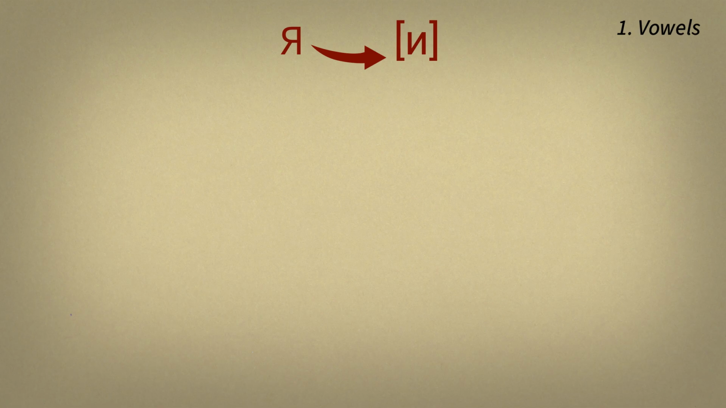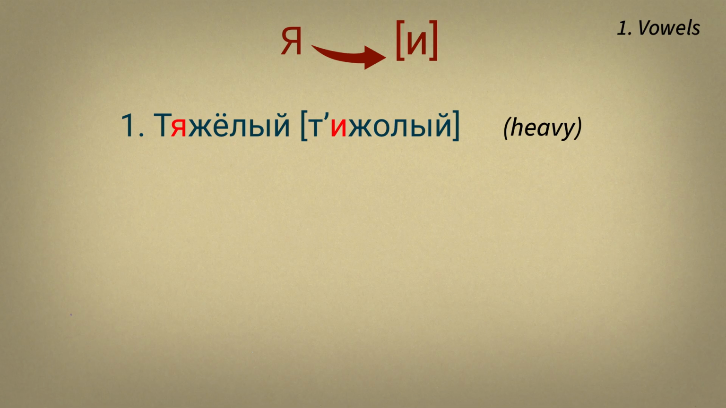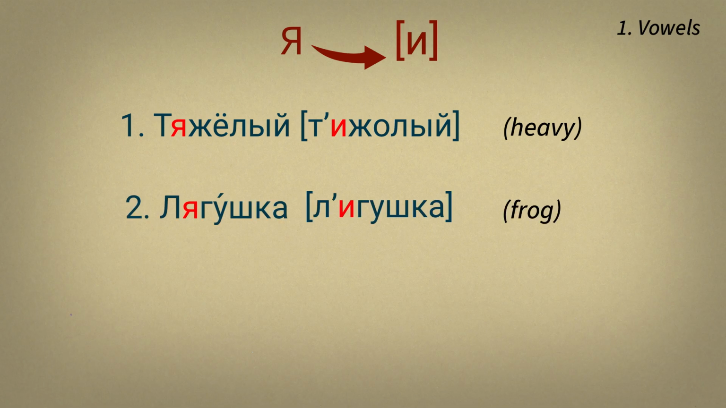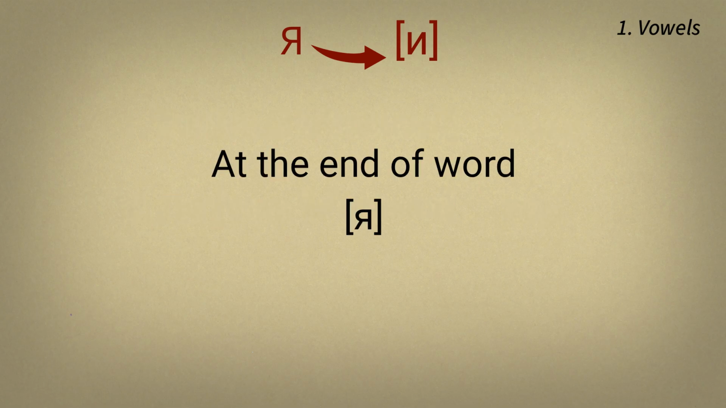The vowel Я is pronounced as И. Тяжелый, лягушка. But if it is at the end of the word, it is read as Я.